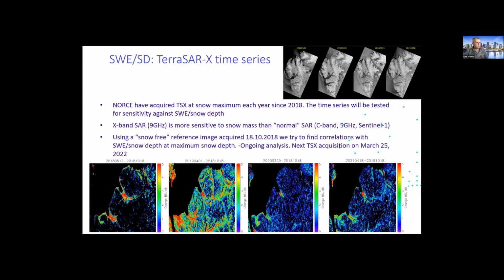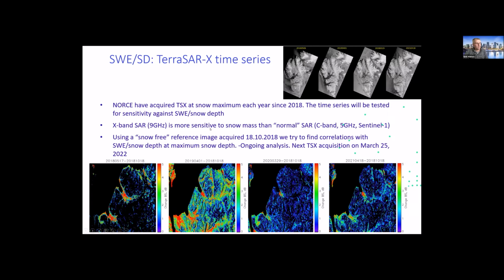Since the start of this project, we have collected annual TerraSAR-X data over Svalbard at the snow maximum, which occurs usually around the 1st of April to May. We have to assure that we get data under dry snow conditions. So the dates have varied a little bit from year to year, but at least we have 4 years now and soon 5 years of these data sets.